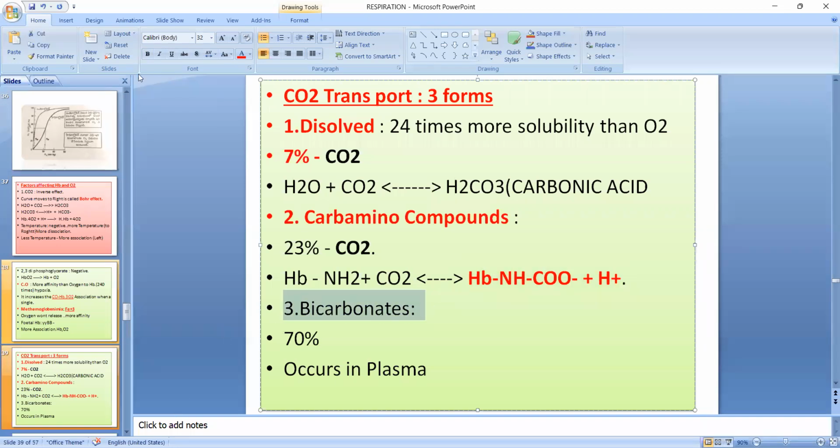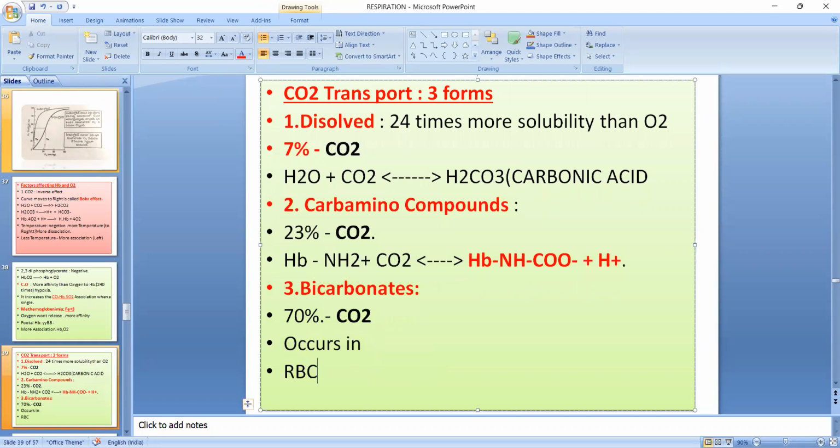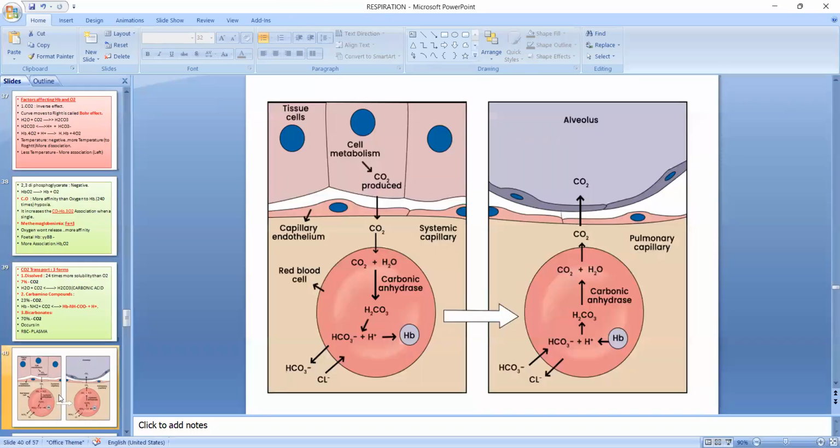About 70% of CO2 is transported through the blood in the form of bicarbonate. It may be sodium bicarbonate or potassium bicarbonate, whatever it may be. Simply, you can call it as bicarbonates. About 73% of CO2 is transported in the form of bicarbonates. So it occurs in RBC and plasma. Two places it is carried. Okay, anyway, let's see the diagram.